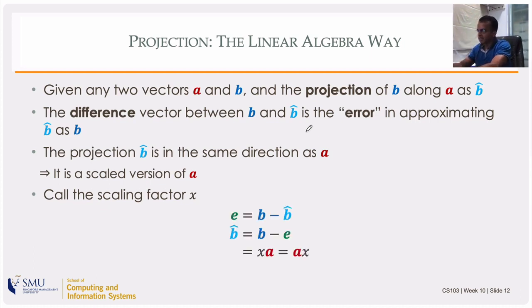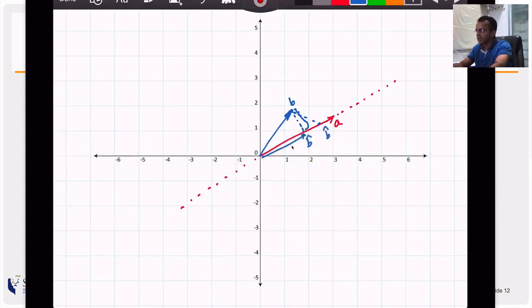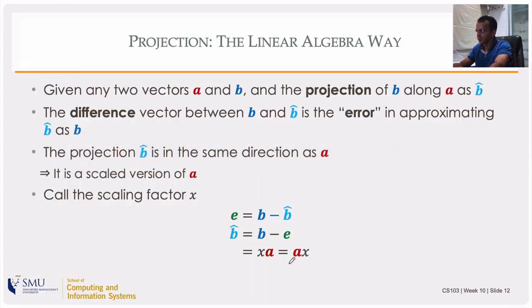So the error now is what? It would be B minus B hat, and that is the error. So we'll call that the error vector, and that is B minus B hat. That will give me B hat is equal to B minus the error vector. That is XA, some scaled version of A, because B hat is along the direction of A. For my own purposes, instead of writing it XA, I'm going to write it AX, which I'm allowed to do because scalar multiplication is commutative.